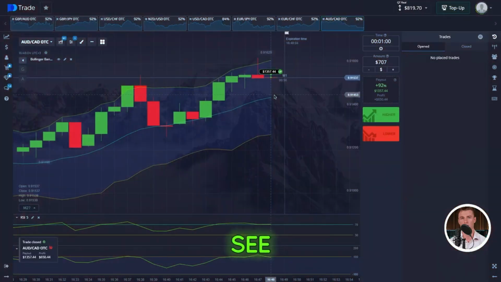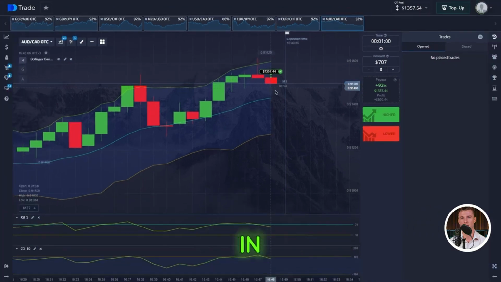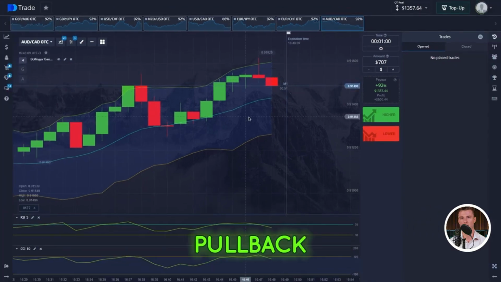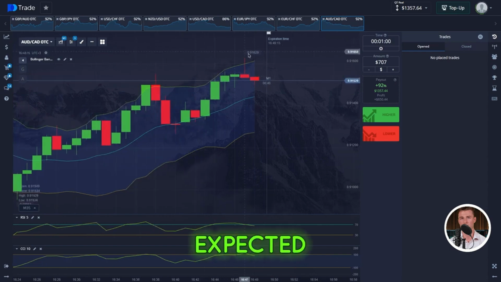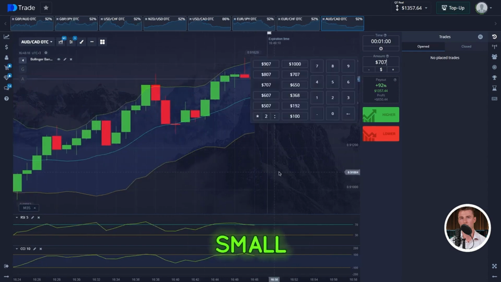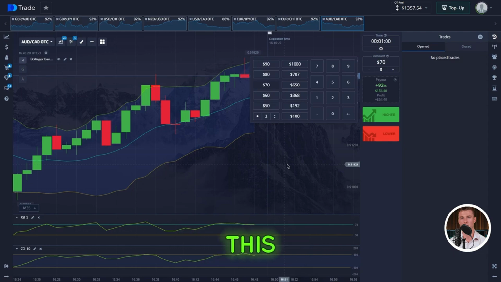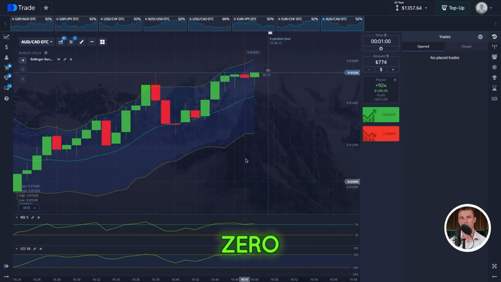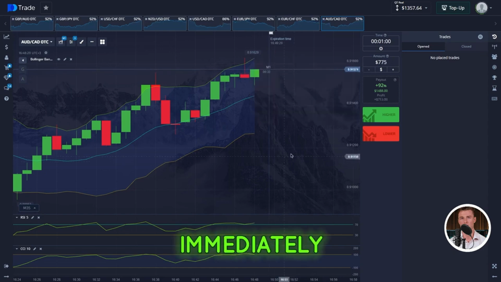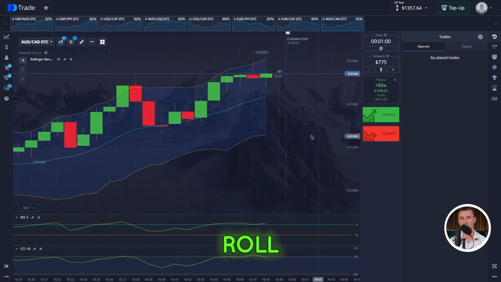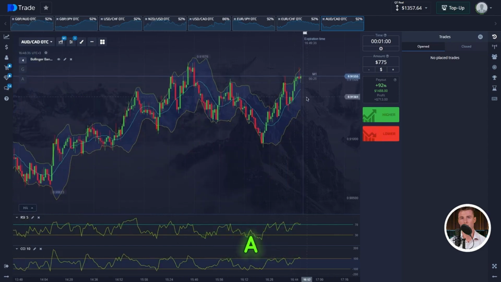As you can see, our second deal has already closed in positive territory. A pullback has formed, an exit has occurred, and in general, that was to be expected. At first we had a small upward momentum, because of this the deal was closed to zero. Yes, a little unlucky. But as I saw immediately, I opened another deal and we had a rollback and the deal closed in a plus.